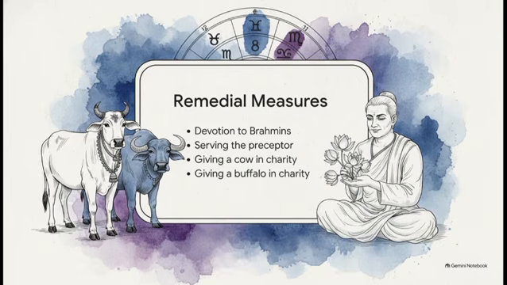According to Chapter 54 of the text, to regain good health and overcome physical distress caused by an afflicted Venus, the remedial measure to adopt is giving a cow or female buffalo in charity. Furthermore, the inherent remedy found right within our primary verse is the active practice of devotion to Brahmins and serving one's preceptor. Doing these acts consciously harmonizes those conflicting Venusian and Ketu energies.